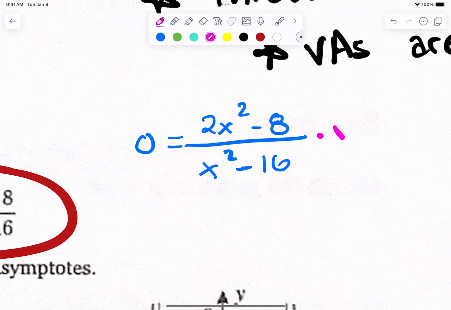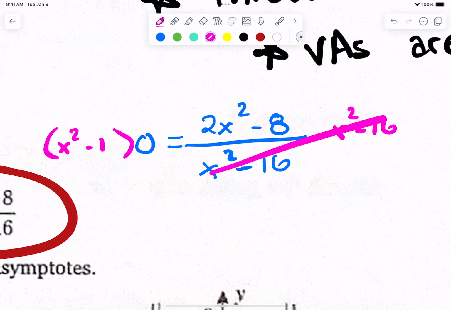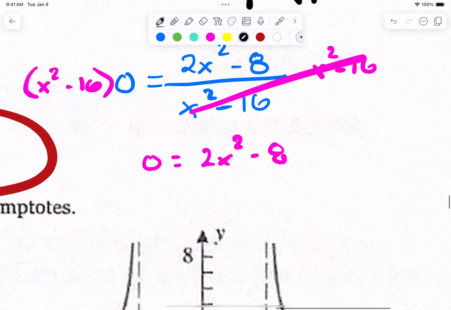Multiply the bottom over and it goes away. Anything times 0 is 0, and he's gone. So 0 equals 2x squared minus 8. Now what? Add the 8 over, divided by 2.